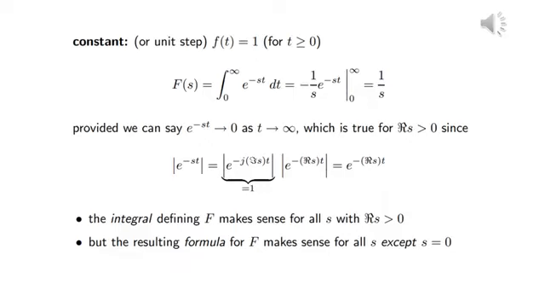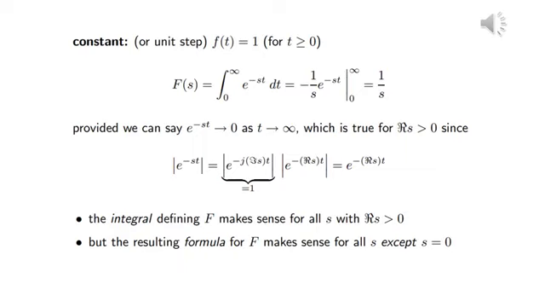and that will become 1 over s, and the negative sign is absorbed with the negative sign which is coming out of the function after plugging in the limits. Provided we can say that e raised to the power minus s t goes to 0 as t tends to infinity. We know that when t tends to infinity, it is e raised to the power minus something, which is true for the real part of s greater than 0.